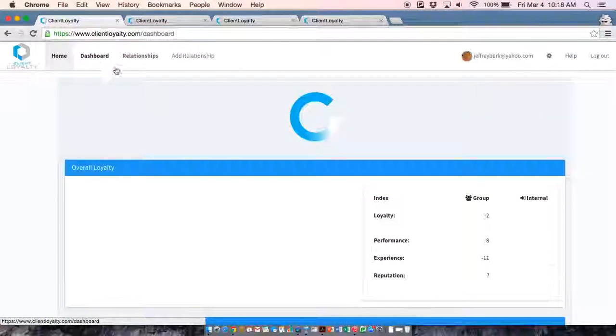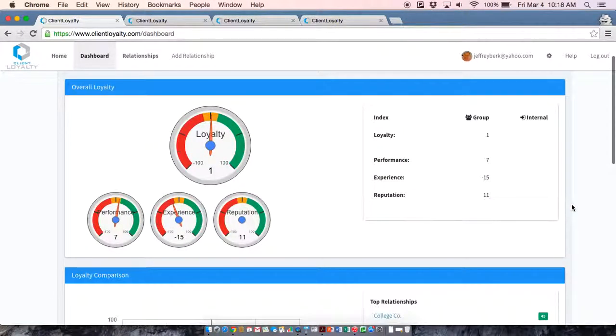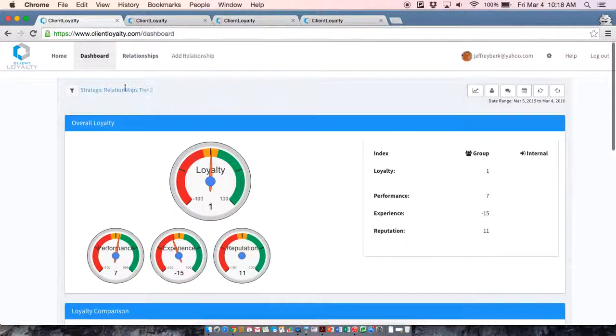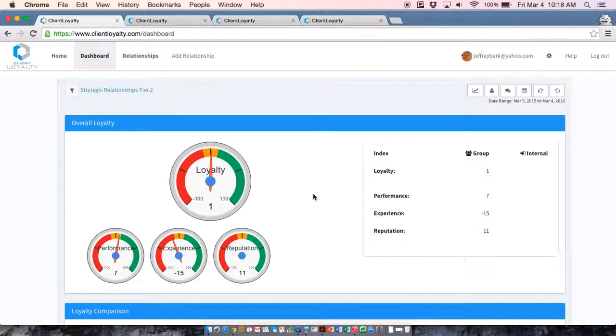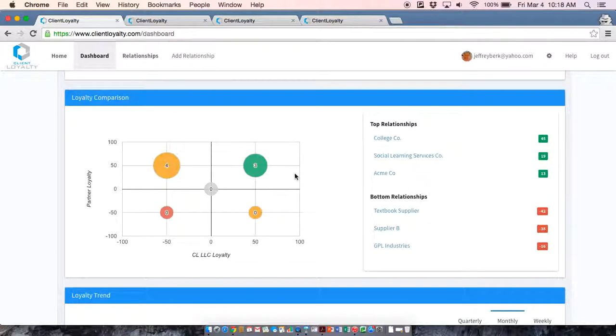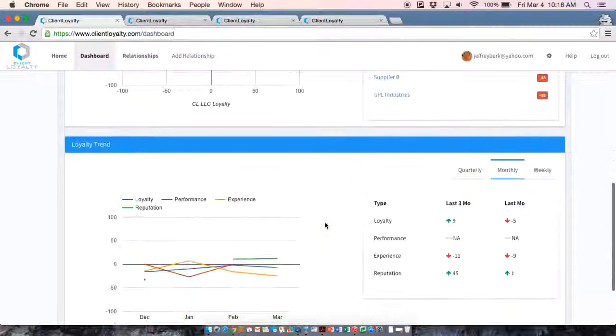The dashboard is an area where you see aggregate information. So if I'm looking at a group or a subset of my partners, which are these organizations, I can see them here in aggregate, and in addition, I can look at them in a quad graph and in a trend format.